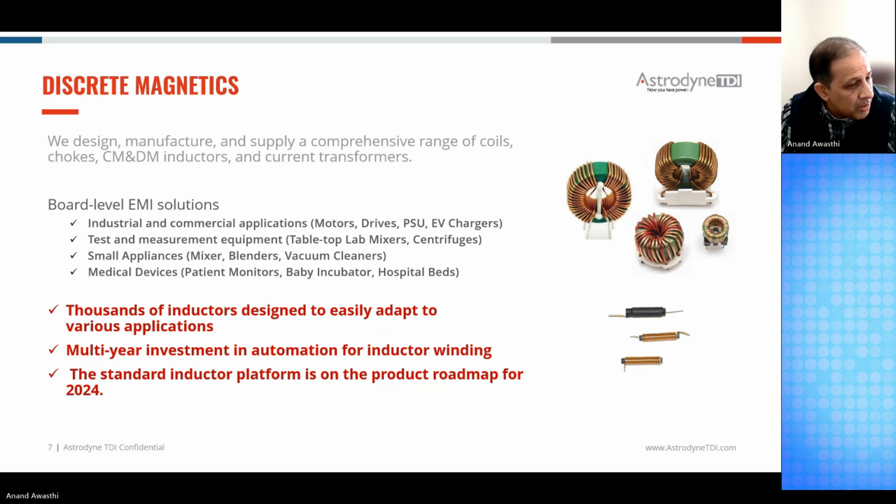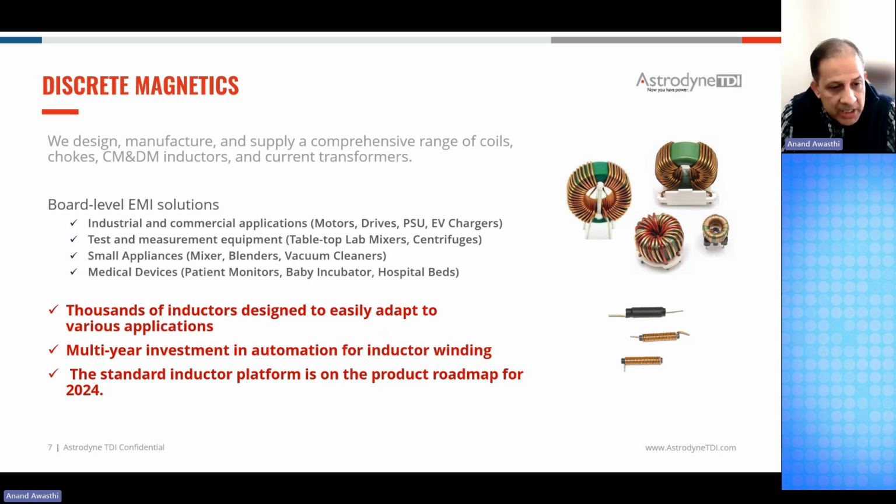Test and measurement, especially the bigger test and measurement devices, will require something like an IEC inlet filter or a chassis mount filter. But for the more compact, tabletop type equipment where you don't have enough space, sometimes the filtering is on board, and those instances are handled by us by supplying the board mount components in terms of common mode and differential mode inductors.